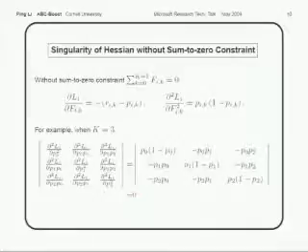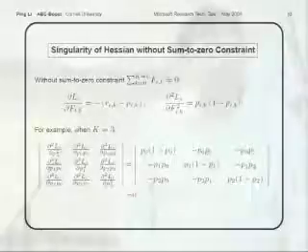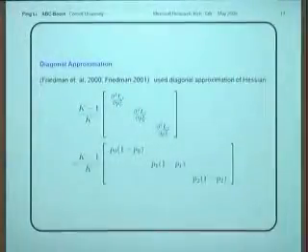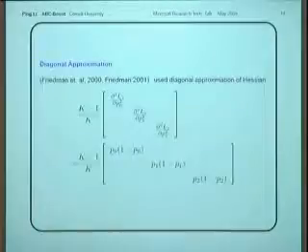And so without the constraints, we get a singular problem. Of course, once you've done the diagonal approximation, it's no longer singular. Then you consider a heuristic factor, k minus 1 over k, to take into account the fact that we only have k minus 1 degrees of freedom.